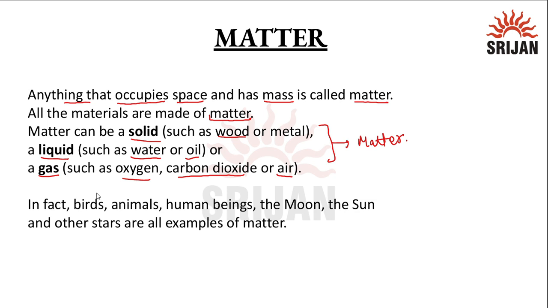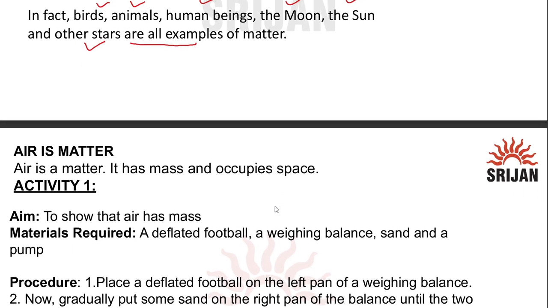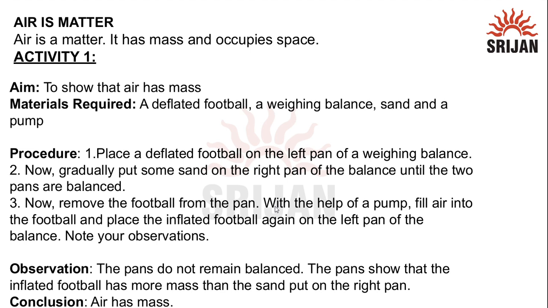In fact, birds, animals, human beings, the moon, the sun, and the stars are all examples of matter. Now, moving on, air is also matter because air has some mass and it occupies space. To prove this, we will perform some activities.